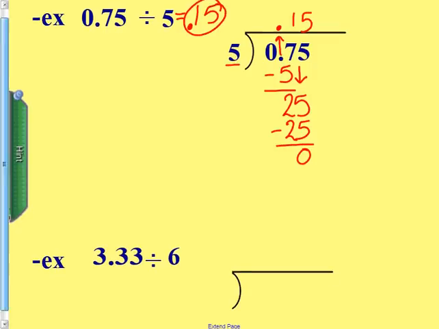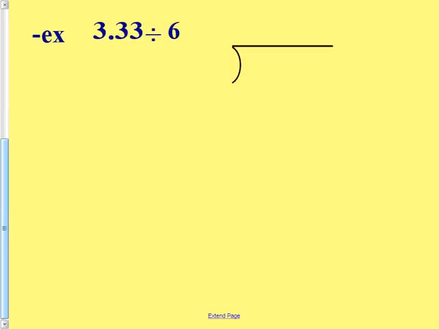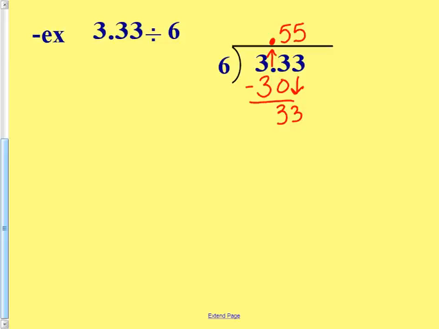Next problem that we'll look at. 3 and 33 hundredths divided by 6. Again, 3 and 33 hundredths goes inside the house, 6 goes outside. My divisor's a whole number, so I just bring up the decimal and then divide. 6 will not go into 3, it'll go into 33 5 times. 5 times 6 is 30. I subtract and get 3. 3 is less than 6, so I bring down the other 3. 6 goes into 33 5 times. 5 times 6 is 30. I subtract and get 3.